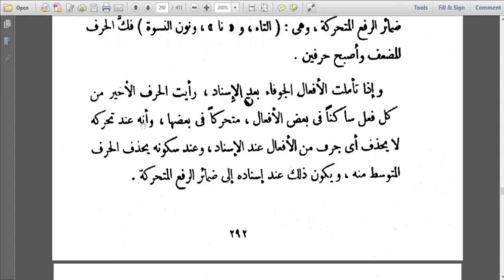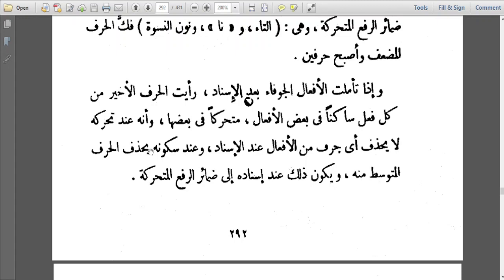Let's take this one clearly. وأنه عند تحركه, meaning when the last letter is moving with a vowel. Pay attention to this. We have the verb قال here. Now the lam is supposed to take a haraka. We do not do what? لا يحذف أي حرف من الأفعال عند الإسناد. We do not do hazf of the harf al-illa. When the lam is supposed to have a haraka, we do not delete the alif, the harf al-illa. In this case, we are talking about qala.